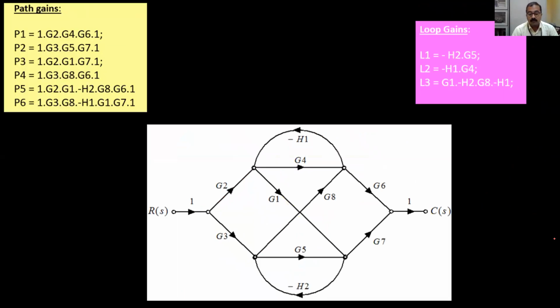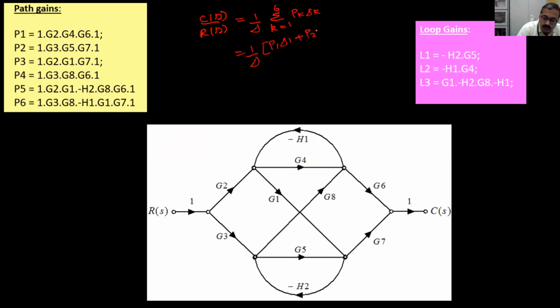Fine. What next? So what will be our Mason's gain rule here? C of S by R of S will be what? 1 by delta into sigma k equals 1 to n. What is n here? N is 6 because 6 forward paths we have. Pk delta k. So this becomes 1 by delta into what? P1 delta 1 plus P2 delta 2 plus P3 delta 3 plus P4 delta 4 plus P5 delta 5 plus P6 delta 6. Okay. So we have identified what P1, P2, P3, P4, P5 and P6 are.